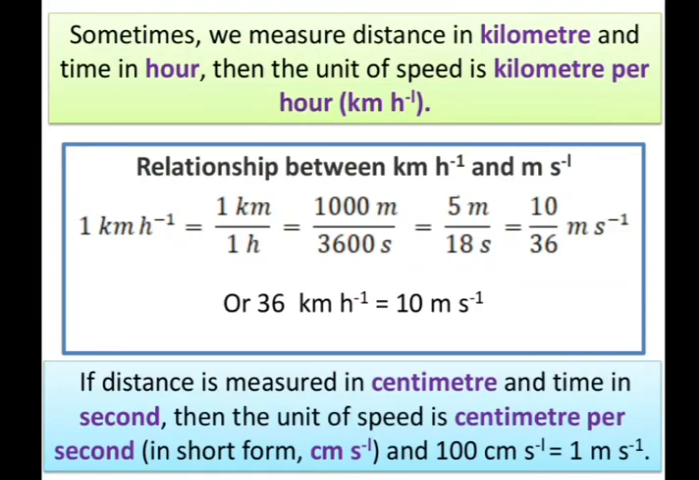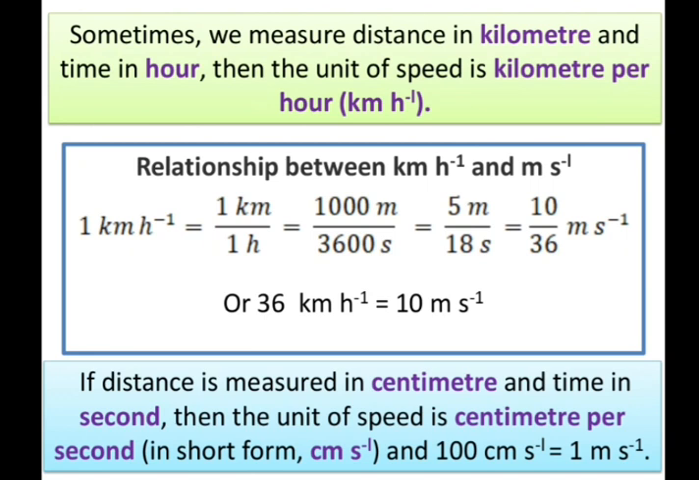If we talk about longer distances traveled, for example if we are traveling from Indore to Agra, we calculate speed in kilometer per hour. The speed of the train, aeroplane and bus are all calculated in kilometer per hour as they are used to travel long distances. Kilometer per hour can be written as km h to the power minus 1.